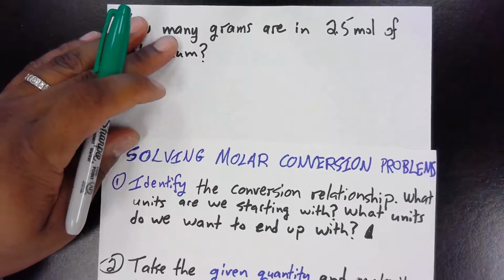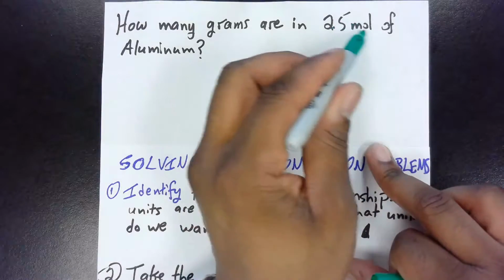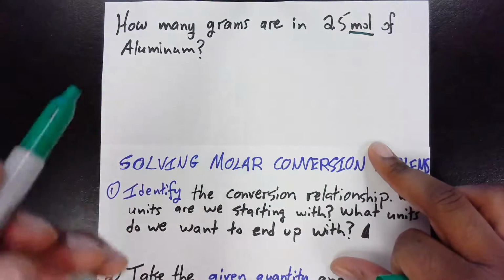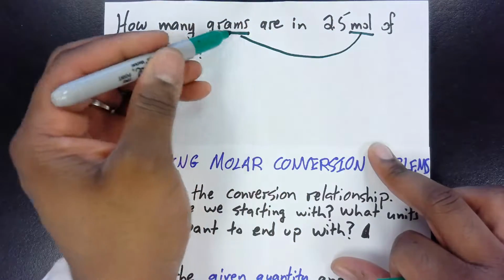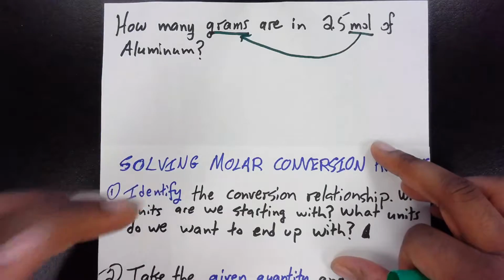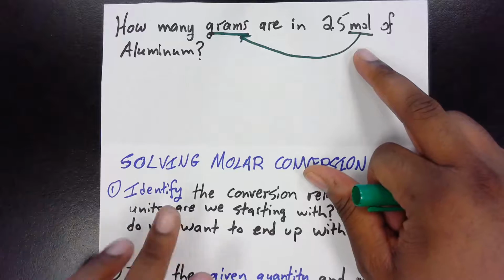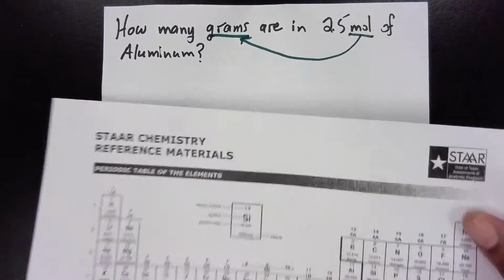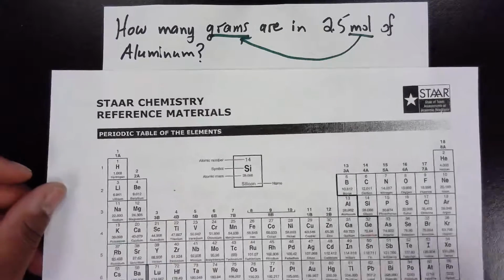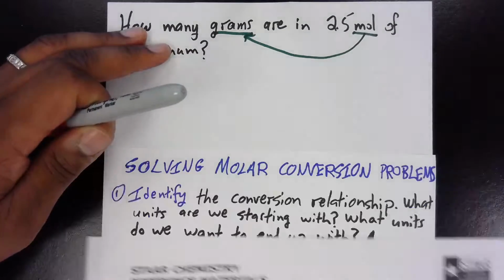In this case, we are starting with moles because it says how many grams are in 2.5 moles of aluminum. We're looking for grams, so it looks like we're going to convert moles to grams. So we need to know how many grams are in 1 mole of aluminum in this first step. To find that, we go to our periodic table. We find aluminum, and we find that 1 mole of aluminum is 26.98 grams.